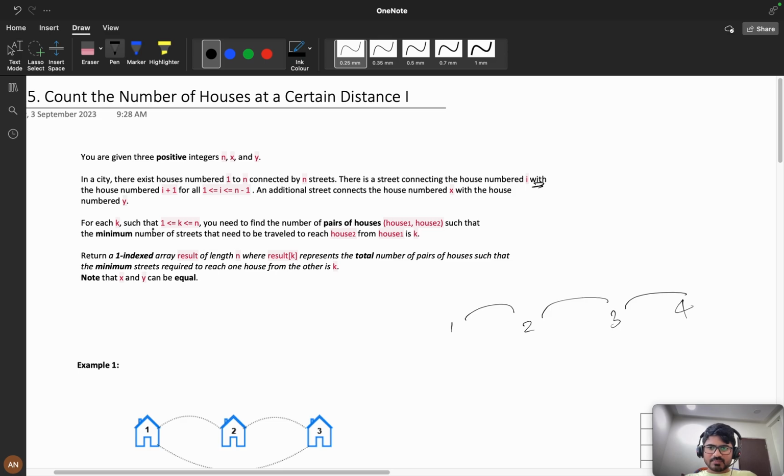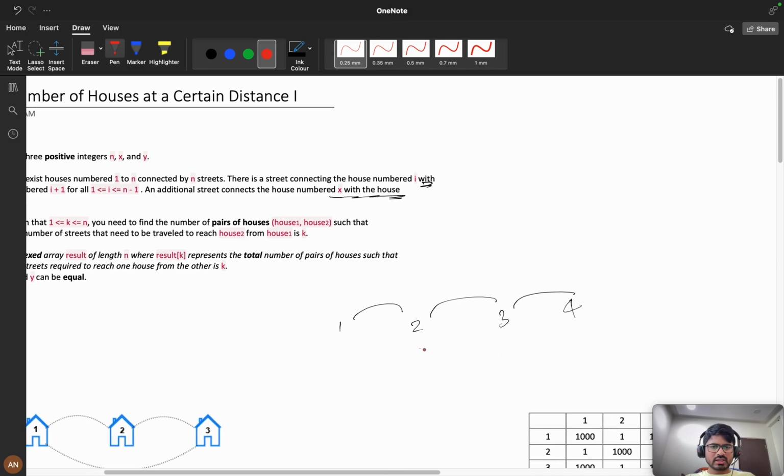Additionally, a street connects the house number x with the house number y. So you will be given x and y. If x and y are 2 and 4, there is one more edge between 2 and 4.